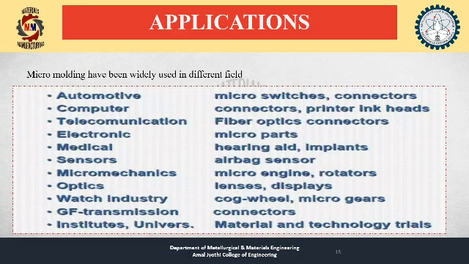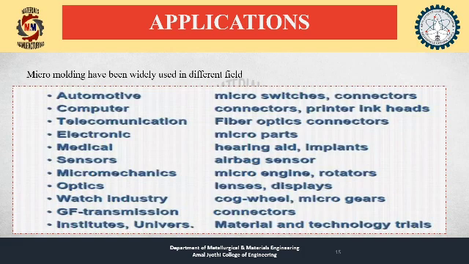Now, the applications of micromolding. Micromolding has been used in different fields of industry. In automotive, it is mainly used in microswitches and connectors. In computers, it is mainly used for connectors, printer inkheads, etc. Next, in telecommunication, it is mainly used for fiber optics and connectors. In electronics, it includes microparts. In medical applications, it includes hearing aids and implants.